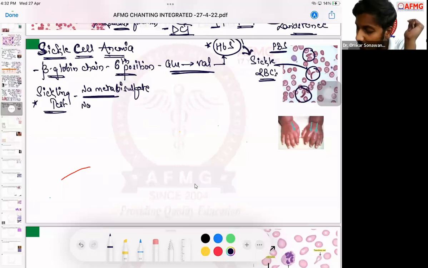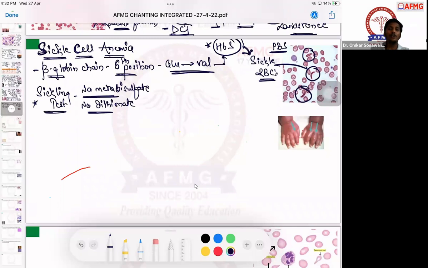The other one is sodium dithionate. So two important chemicals that you need to remember, which will induce sickling in the RBCs, are sodium metabisulfate or sodium dithionate. They will cause deoxygenation of the hemoglobin, and therefore the RBCs will change shape to sickle cells. Okay, no issues with this.